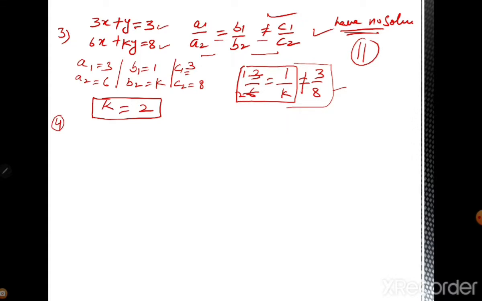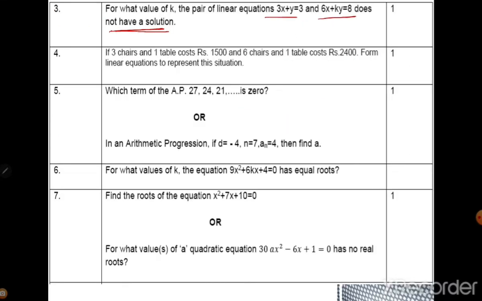Okay, now your fourth question. If 3 chairs and 1 table cost rupees 1500, and 6 chairs and 1 table cost rupees 2400, form a linear equation to represent this situation. Only the equation has to be made in this question, then it will be 1 mark. The same question may come in 2 marks also, but the condition may be different. They may ask you to find the cost of 1 chair and 1 table. First you have to form the equations, then find the values of x and y.